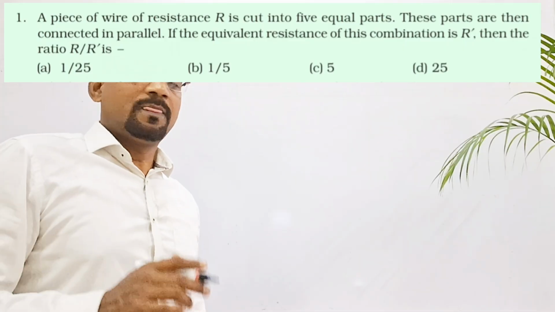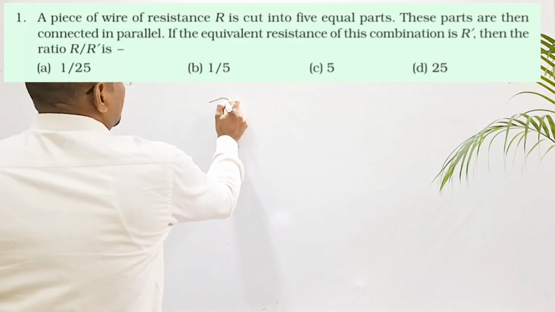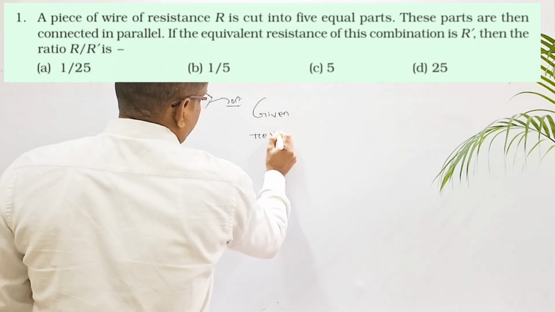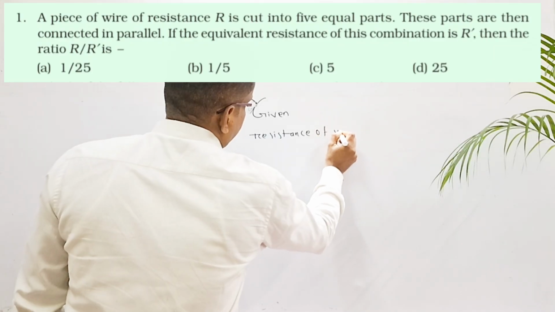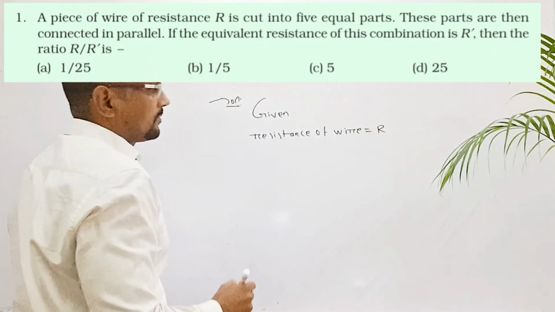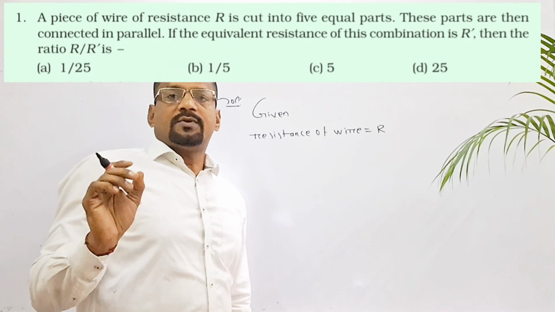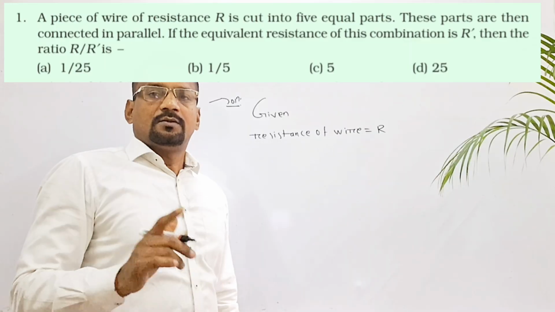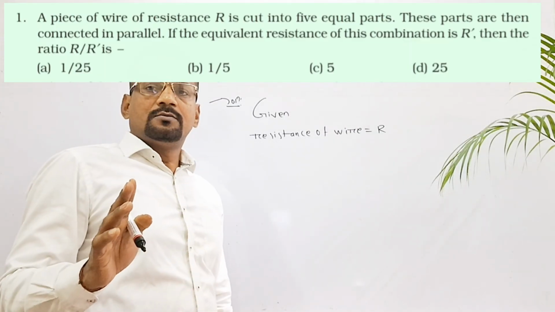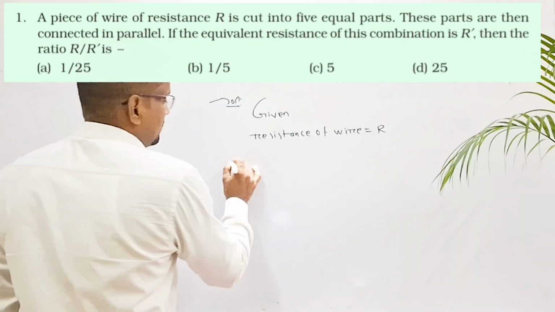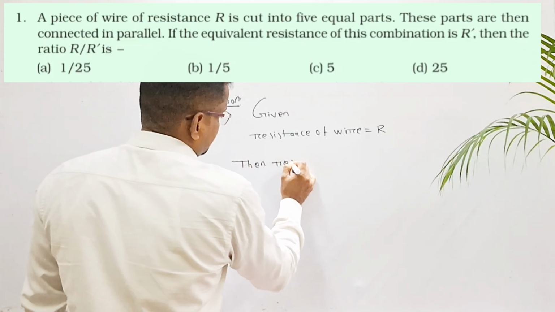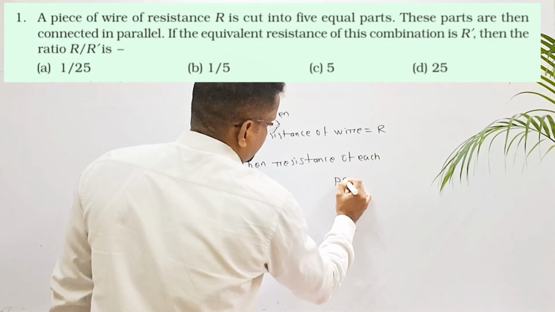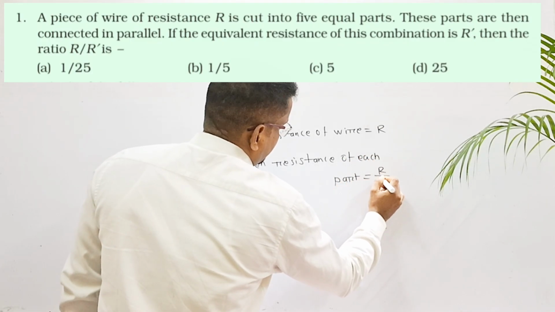We have to find out the ratio. Here you see, in this question, given resistance of wire equal to R, and as you know, resistance of a wire is directly proportional to the length of the wire or conductor. So that's why when it is divided into 5 equal parts, then resistance of each part is equal to R by 5.